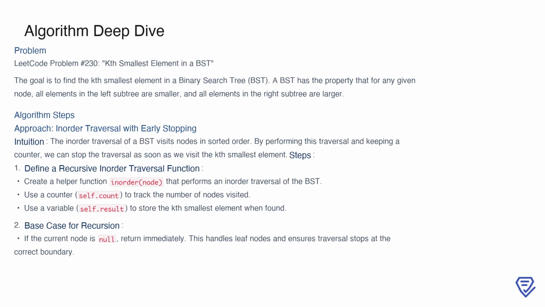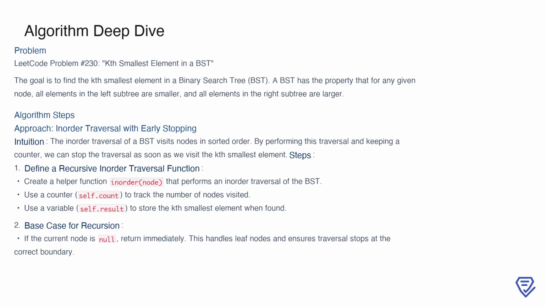problem. The problem we're solving here is LeetCode number 230, which asks us to find the kth smallest element in a binary search tree, or BST. A BST is a special type of binary tree where, for any given node, all values in the left subtree are smaller, and all values in the right subtree are larger. This unique property makes it an ideal structure for problems involving sorted order.